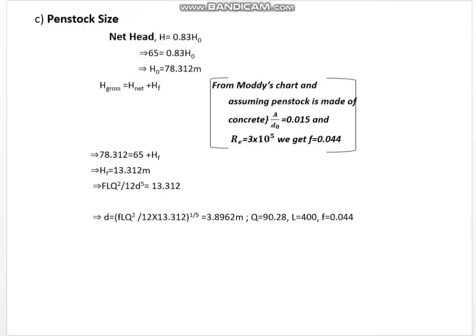Now the formula of HF is f L Q square by 12 D to the power 5. L is equal to 400 meter, given in the question. Q we got from the calculation, and f from Moody's chart. We get the value of D, which is 3.896 meter.